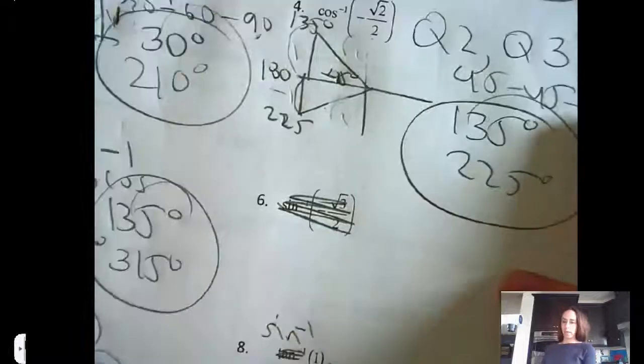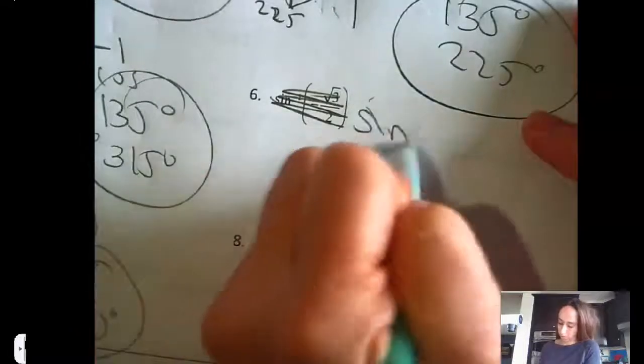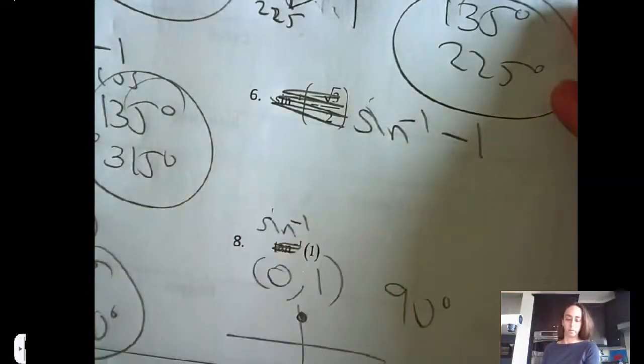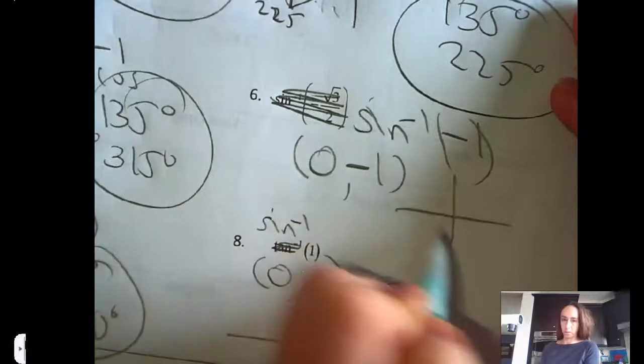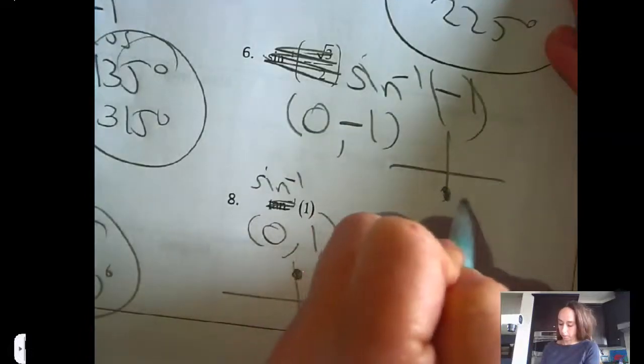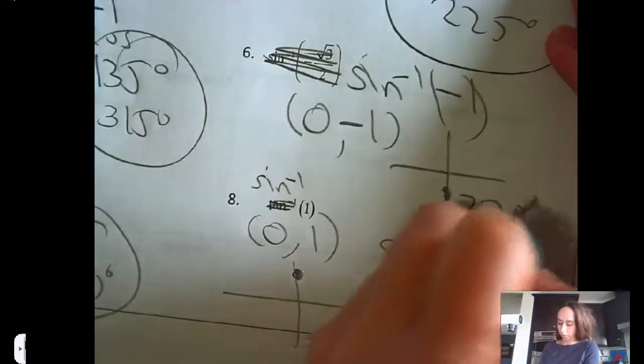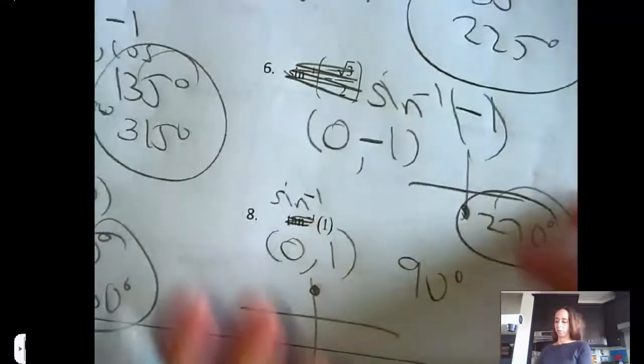What if instead it said inverse sine of negative 1? Well, let's see. Negative 1 is my second number, 0, negative 1 is here, and that's 270 degrees. I'll be going over this in Zooms, of course.